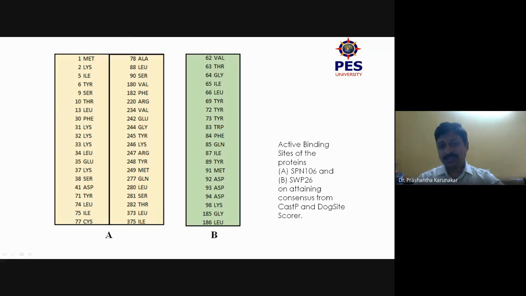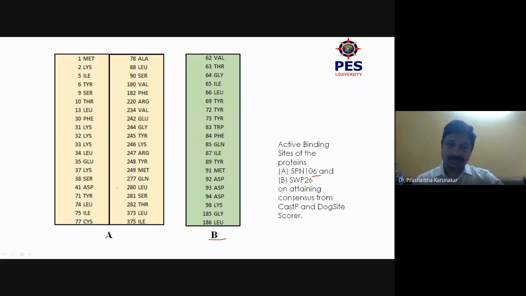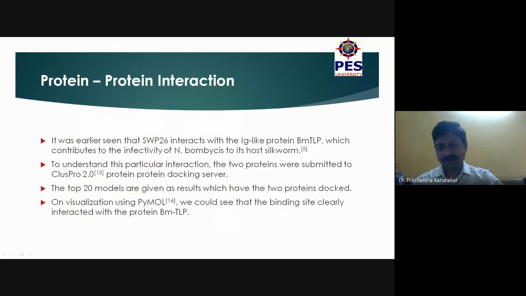So these are the residues for the protein A, that is SPN106 and SWP26. This is also one of the strategies by which you can identify a binding site. If you have four or five servers, you can use four or five different servers and then look at the results and select the consensus, the amino acids which are common in all four servers, because we have a higher confidence in those residues.